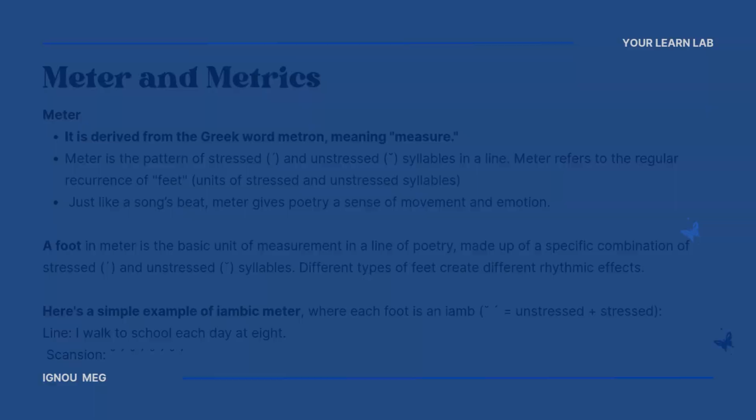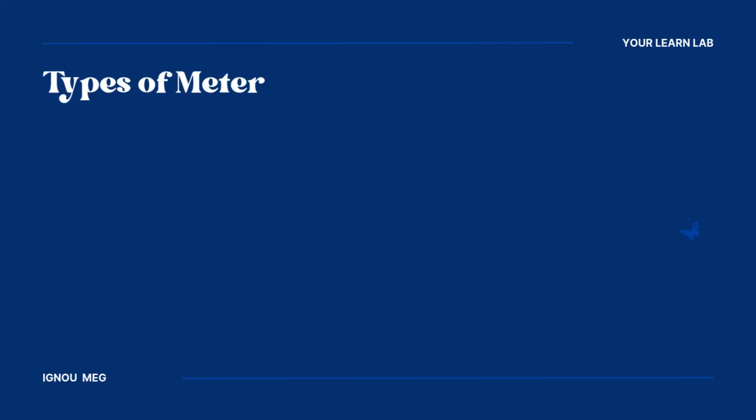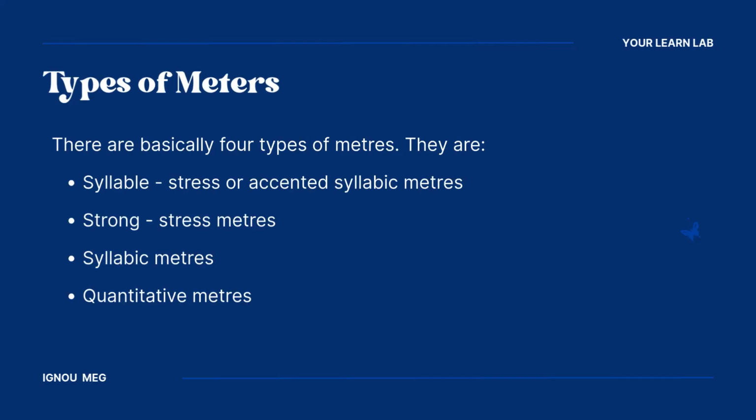Now let's talk about the different kinds of meters. There are basically 4 types of meters, and they are syllable stress or accented syllabic meters, strong stress meters, syllabic meters, and quantitative meters. Since syllabic stress or accented syllabic meters are the most commonly used ones, that's exactly what we are going to deep dive into.